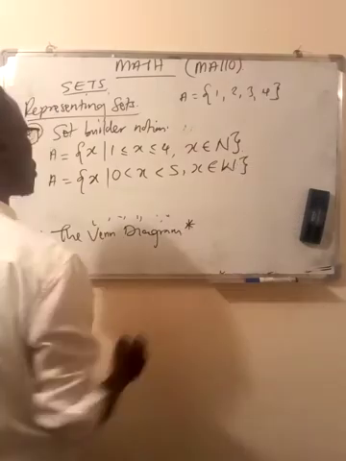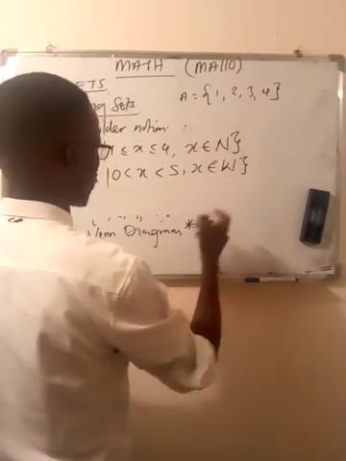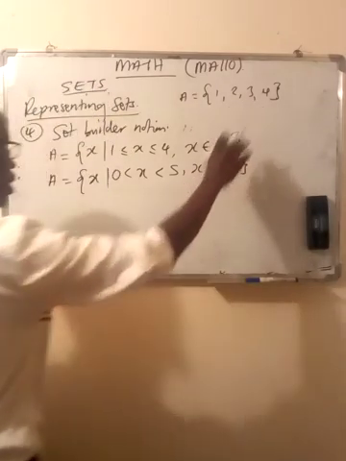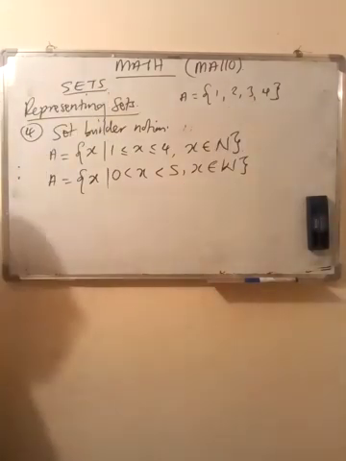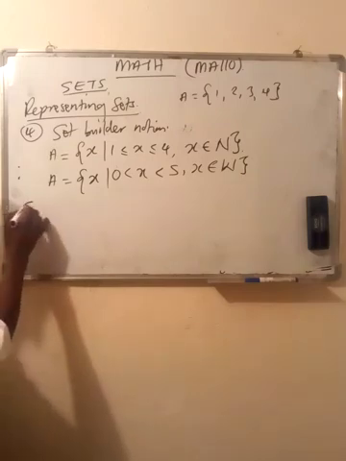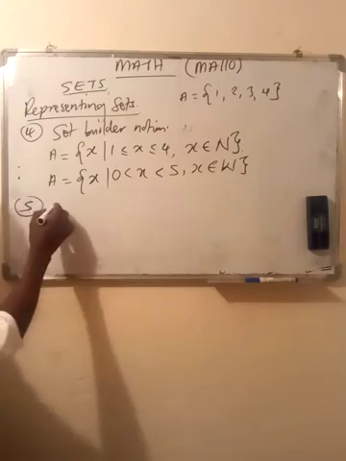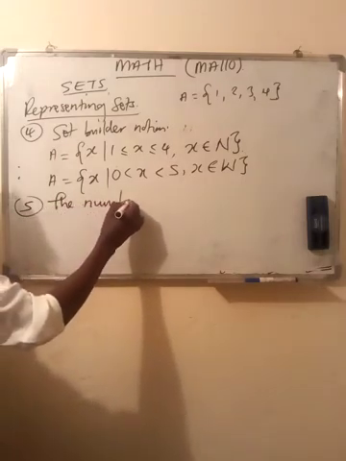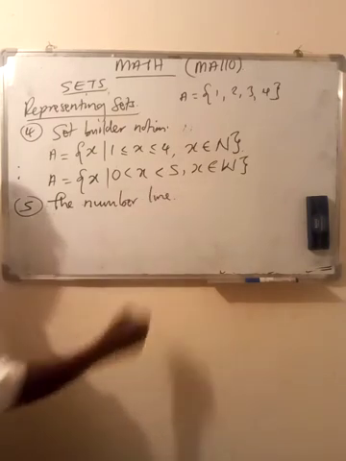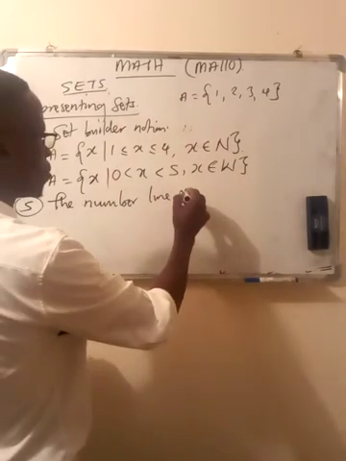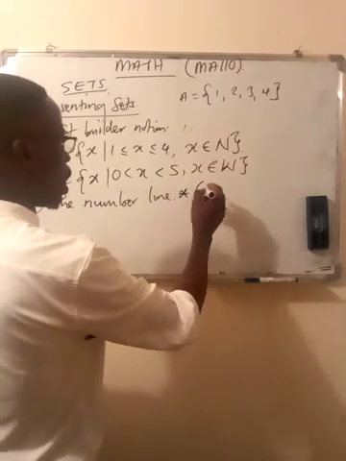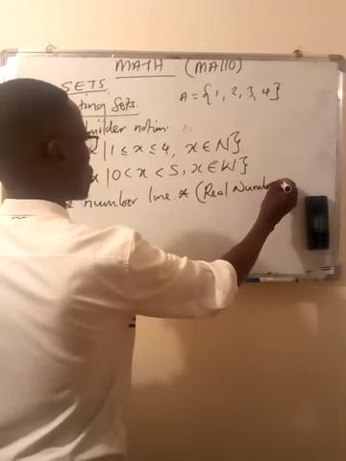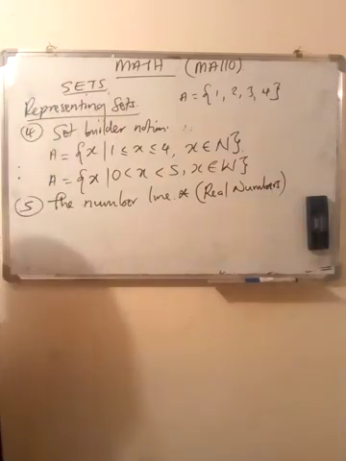Then the other way of representing sets is by use of the number line. Now this is going to be more useful when we start talking about real numbers. So please, let's keep that in mind. We're going to come back to the number line when we start looking at real numbers.